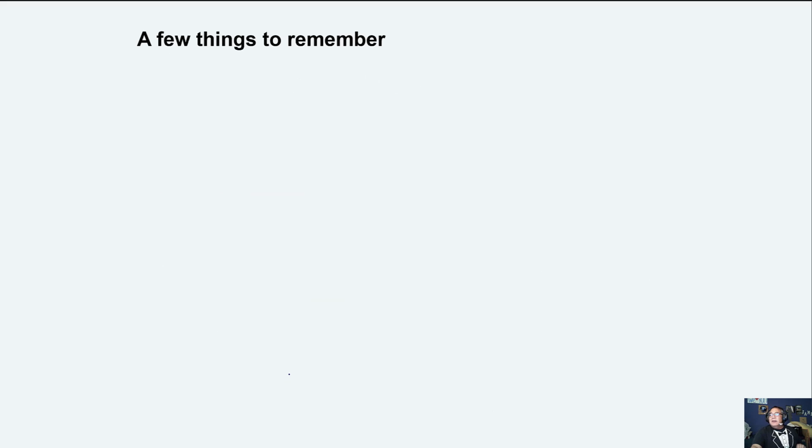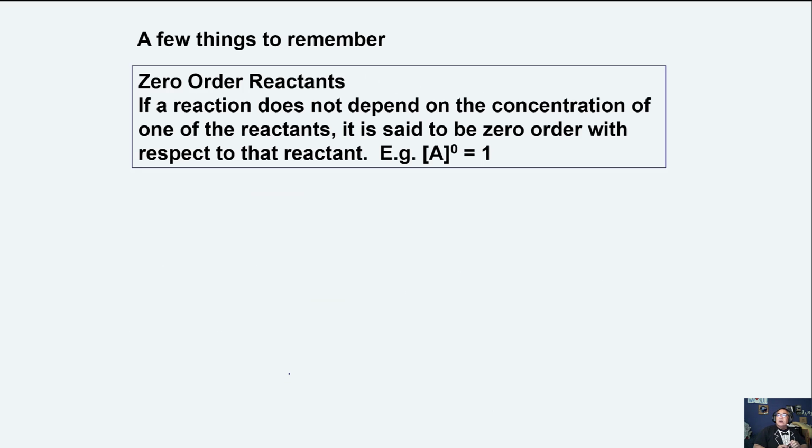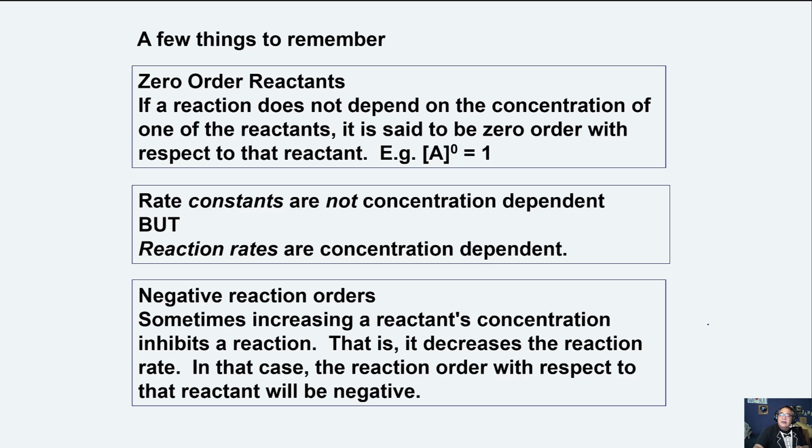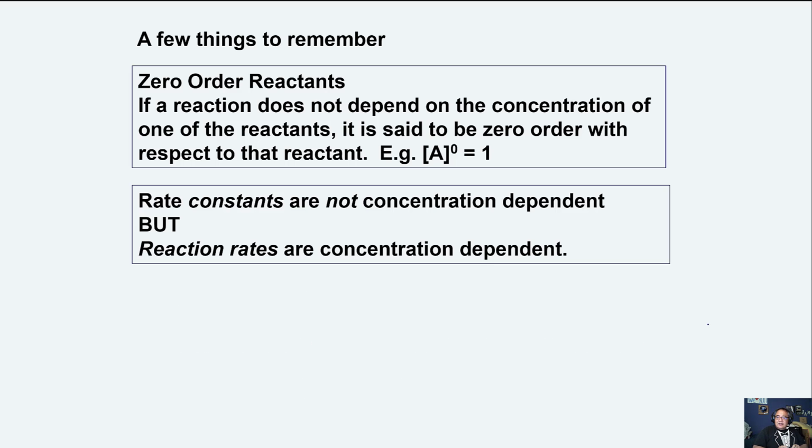Just a couple of things to remember, right? Zero order reactants, if the reaction rate does not depend on the concentration, you know automatically that it's zero order. And you'll know that because it's a straight line, right? That is, it's not changing the slope as time progresses, and so you'll know it's zero order in that case. We're going to be doing a lot more stuff next week about this, but for now, this is what I want to go over.